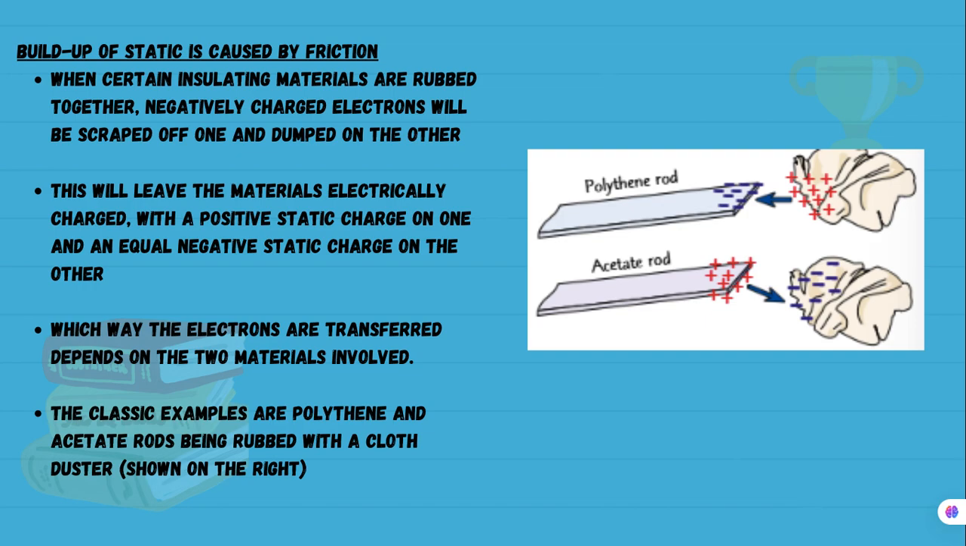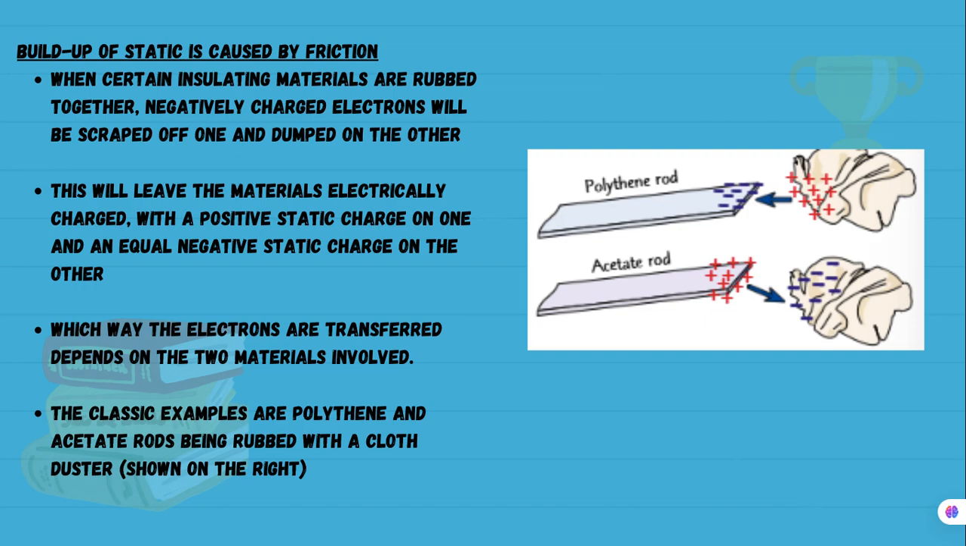Build-up of static is caused by friction. When certain insulating materials are rubbed together, negatively charged electrons will be scraped off one and dumped on the other. This will leave the materials electrically charged with a positive static charge on one and an equal negative static charge on the other.